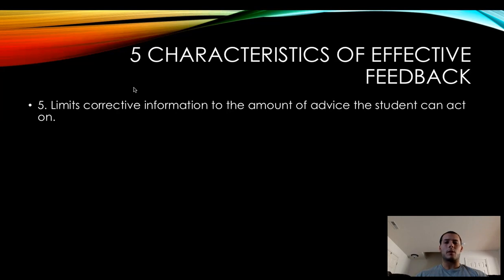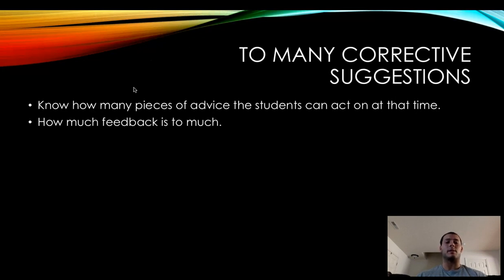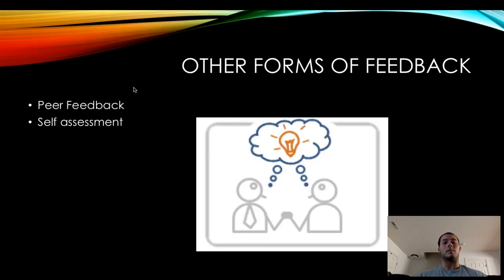The fifth and final characteristic of effective feedback is that it limits corrective information to the amount of advice the student can act on. Myself, you, everyone else has a limit of what we can act on in a specific time. If we give too many pieces of advice to the student, too much feedback might overwhelm them, they might forget what's going on, and they might not know where to go. So my question at the bottom there is, how much feedback is too much? Well, that's up to the teacher to decide with that particular student.